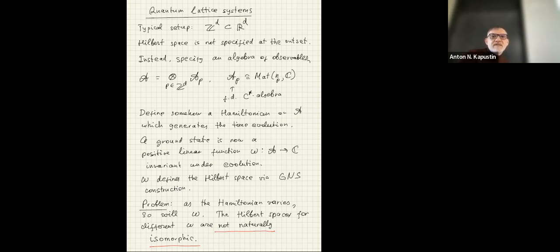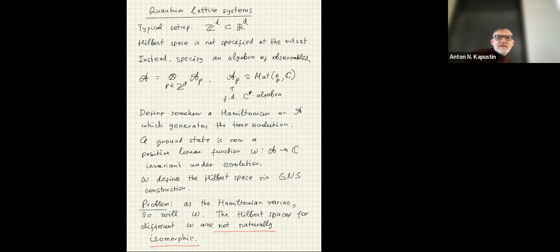And one big difference in this situation is that it's an infinite system. So the Hilbert space is actually not specified at the outset. The basic object is not the Hilbert space, but rather the algebra of observables, which I call curly A here. And it's a product of matrix algebras. So every site of the lattice contributes a tensor factor, which is a matrix algebra of some size. Actually, I think it is a finite-dimensional C-star algebra. You take the tensor product, or more precisely, you take the tensor product and then complete to get a C-star algebra.